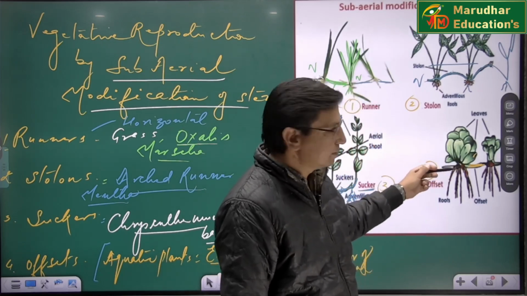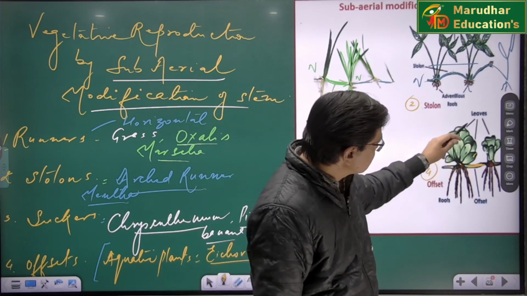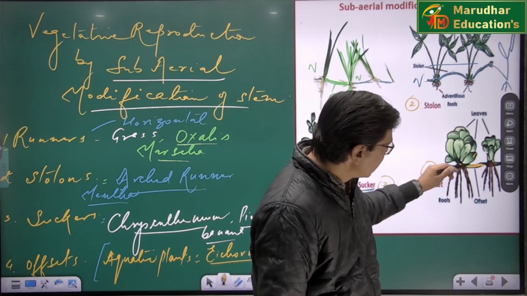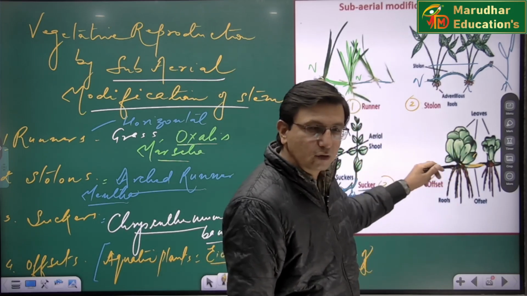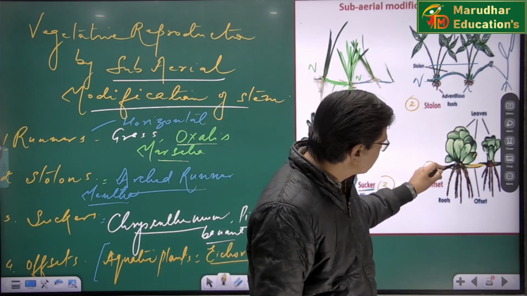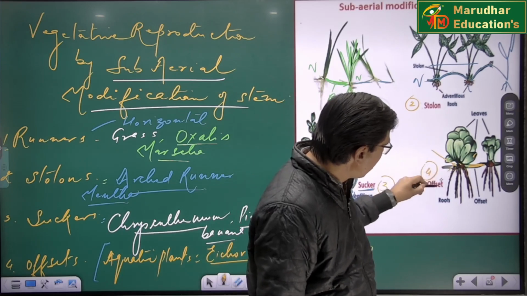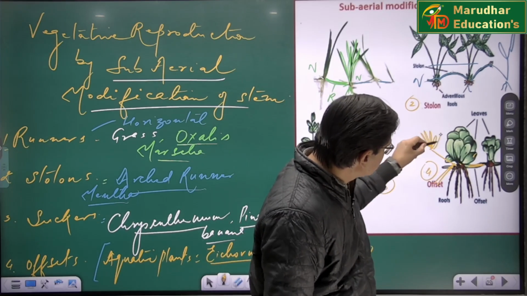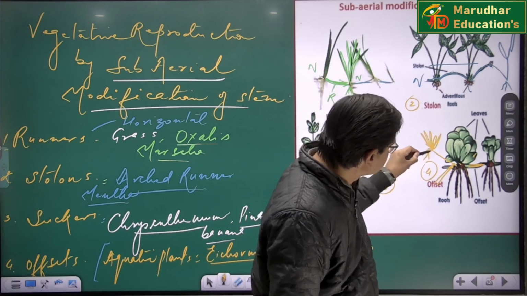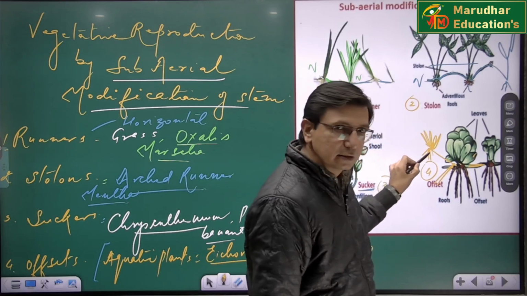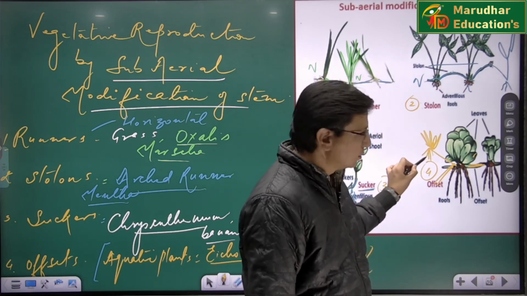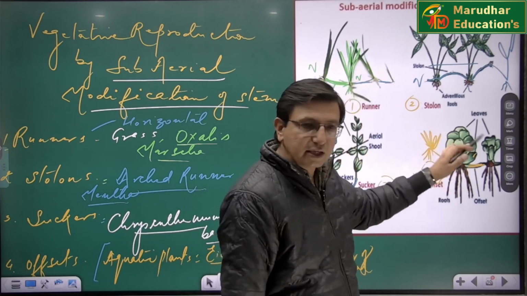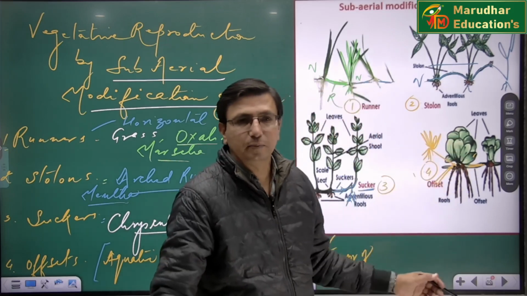Pistia is another example. So what is happening? These are aerial leaves. These are submerged roots. So the plant is growing on the surface of the water body, and it is giving rise to what? Offset in all the directions. And what happens? There is formation of a tuft of leaves and what? A tuft of adventitious roots in the water. So there is very early propagation of the plant in the water body.